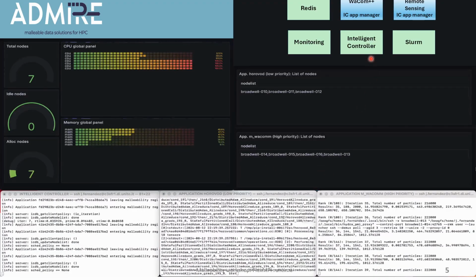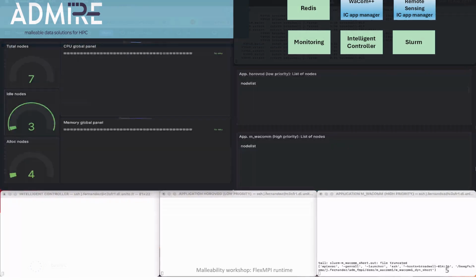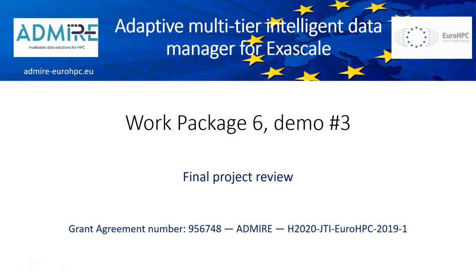This means that now in this framework, the Admire Framework, it is possible to coordinate and apply different scheduling policies between different applications by means of malleability. That's all from demo number 3.